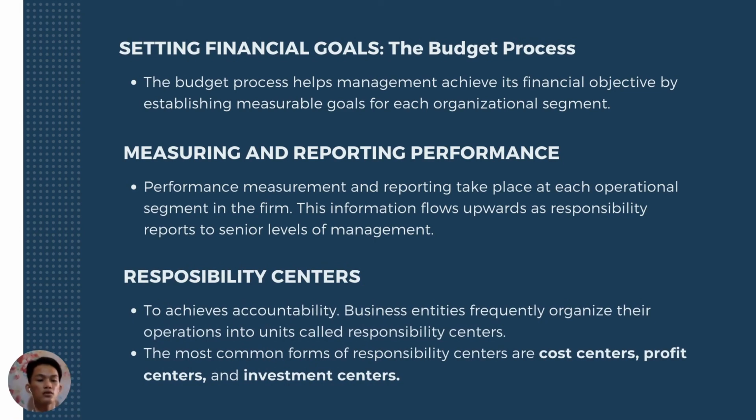Setting financial goals. So, the budget process. The budget process helps management achieve its financial objectives by establishing measurable goals for each organizational segment. So, this mechanism conveys to the segment managers the standards that senior managers will use for measuring their performance. Budget performance flows downward and becomes increasingly detailed as it moves to lower levels of management.